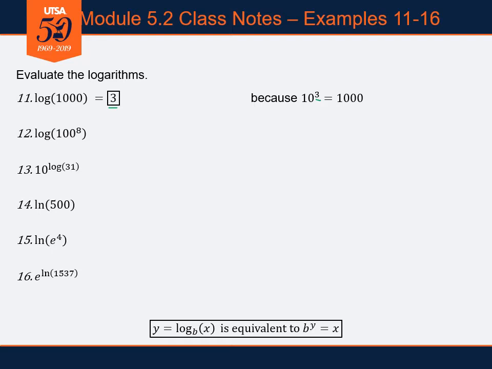For question number 12, we've got log base 10 of 100 to the 8th power. The question is, 10 to what power gives me 100 to the 8th power? Doing a little bit of work with exponents, we find that the answer is 16, because 100 is 10 squared, and 10 squared to the 8th power is 10 to the 16th power. So what power of 10 is 100 to the 8th power? It's a 16th power. A logarithm is a power. That logarithm then is equal to the power 16.